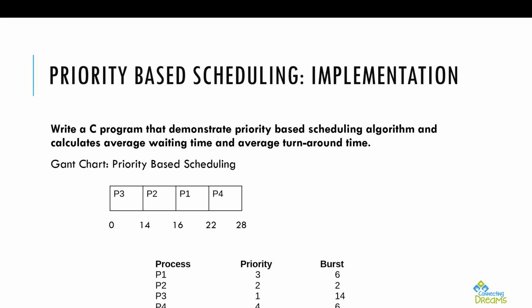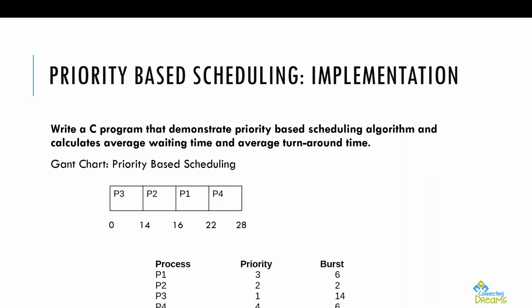Now let's understand the implementation of a particular priority-based scheduling algorithm and try to calculate the average waiting time and the turnaround time in this particular case. So here I have used a Gantt chart to make you understand how priority-based scheduling actually works. So here we have four processes: P1, P2, P3, P4.